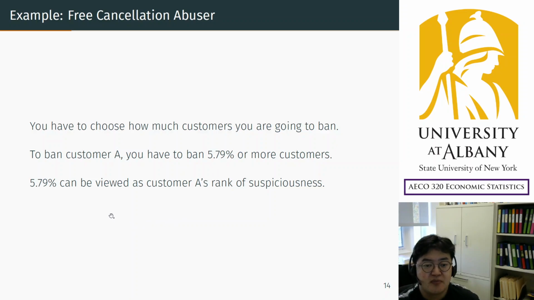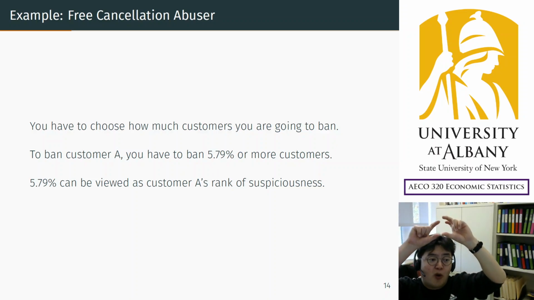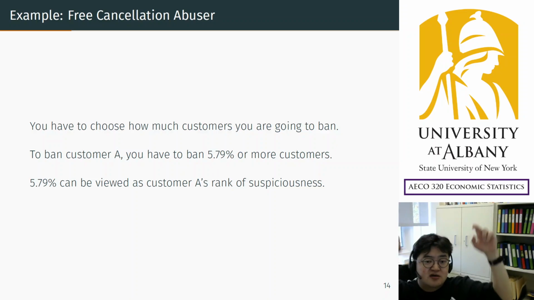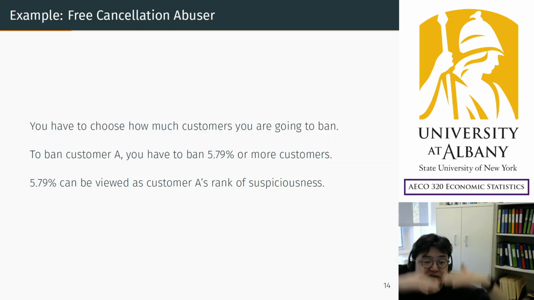Okay. So what I'm going to do is use the probability as the ranking of suspiciousness. Right. The most suspicious customer is 0%, and the least suspicious customer is 100%. So that means if you're going to ban 1% of customers, you are going to ban the top 1%, from 0 to 1% of customers, because they are most suspicious. It is a kind of ranking.